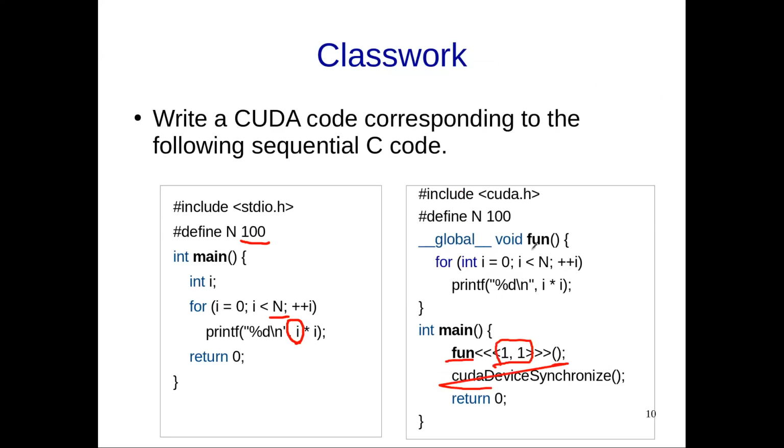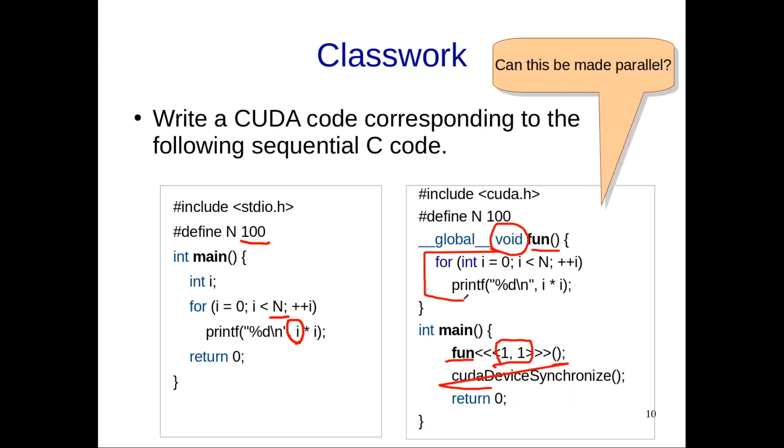What does this kernel do? By the way, these kernels must return void. You cannot return anything else. I mean, you cannot return anything from the GPU. If you want to modify something, you will have to pass some parameters to the kernel, which we'll study later. And this whole for loop executes printf of %d, i into i, which is completely sequential. And we would like to make this a little parallel.